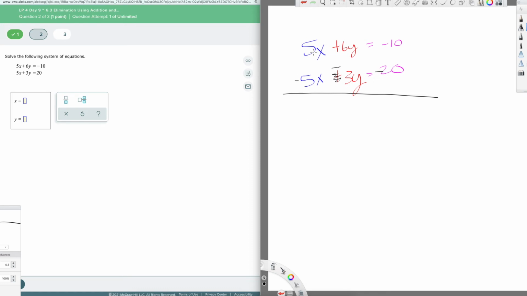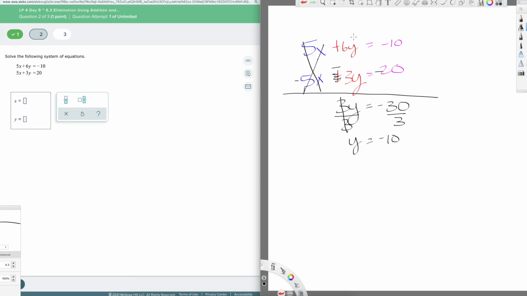So 5x minus 5x cancels out, right? Becomes 0. 6y minus 3y becomes 3y, because 6 minus 3 is 3, equals -10 minus 20. I have -10. I'm going 20 more negative, so I'm going to add and keep the negative sign. So now, just like we did on the previous one, it's multiplied by 3 here, so I'm going to divide by 3, and y equals -30 divided by 3 is -10.